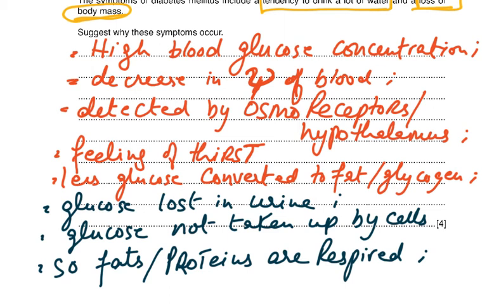People on a keto diet lose weight because they're only eating proteins. They're not eating any carbohydrates.